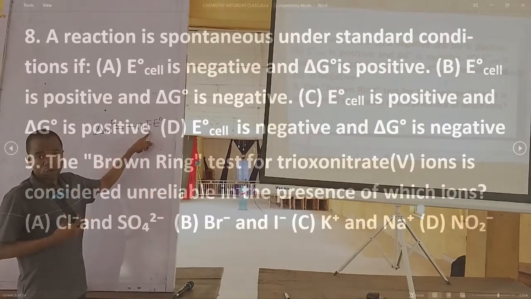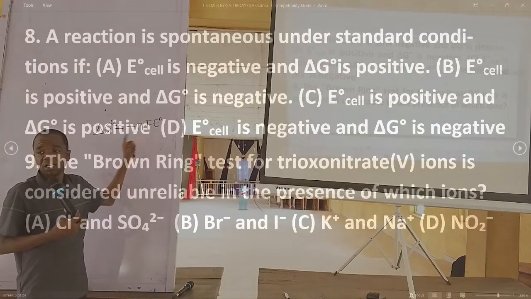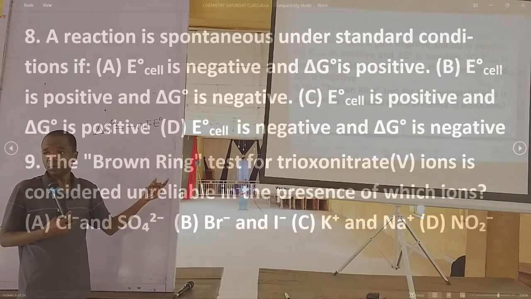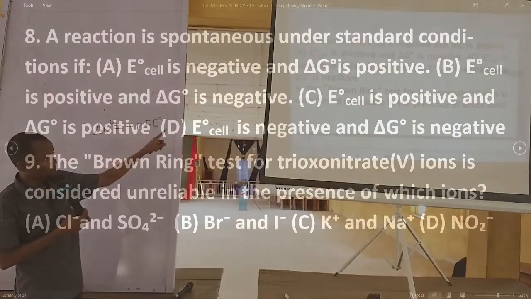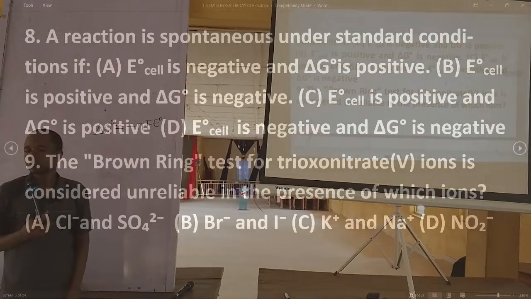What does F represent in electrolysis? That's the Faraday's constant, 96,500 coulomb per mole rather. And then E naught, that is the electrode potential.